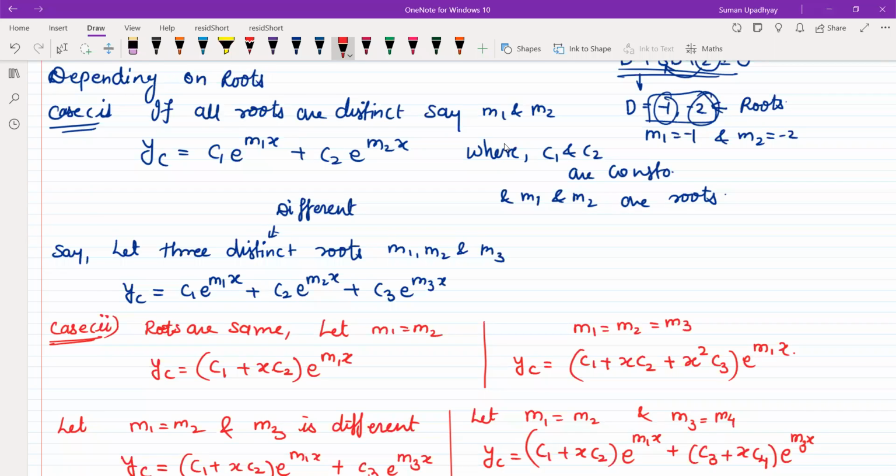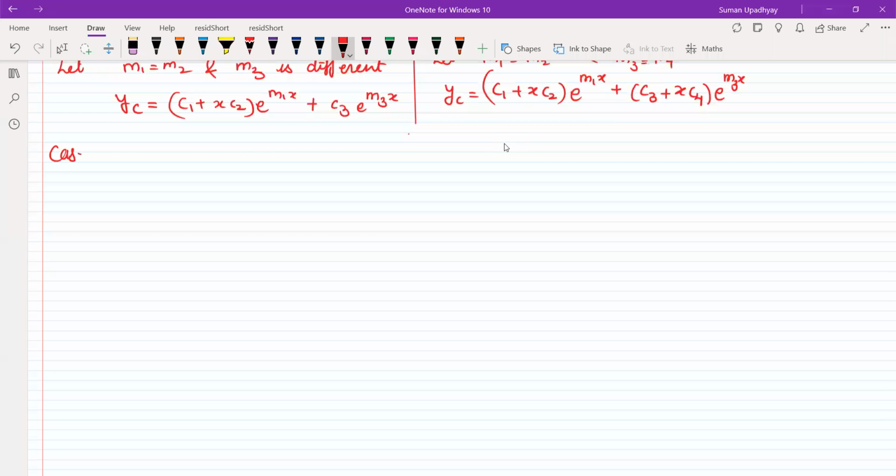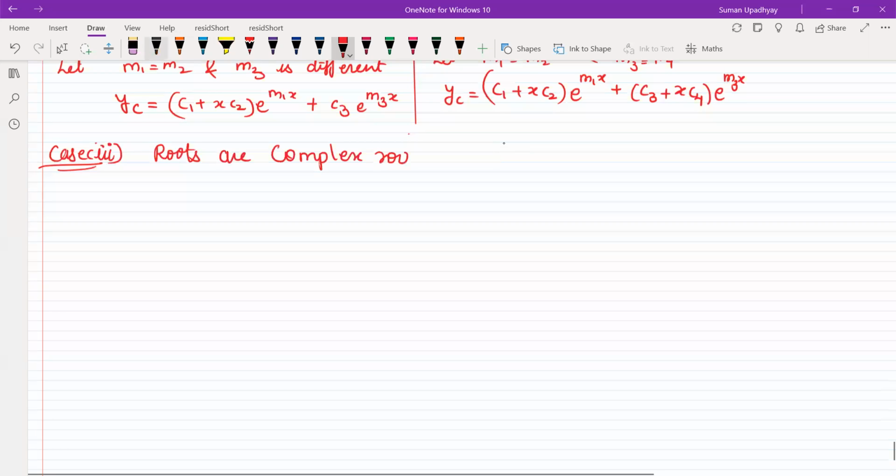Now we will discuss the next case, case number 3. कभी कभी रूट्स कॉम्प्लेक्स भी आते हैं, ठीक है. So what if roots are complex? अच्छा ये बताओ, कॉम्प्लेक्स रूट्स हमेशा अकेले आते हैं या पेयर्स में आते हैं? पेयर्स में आते हैं. और पेयरिंग क्या रहता है? a + ib. यस. दूसरा रूट क्या रहेगा फिर?